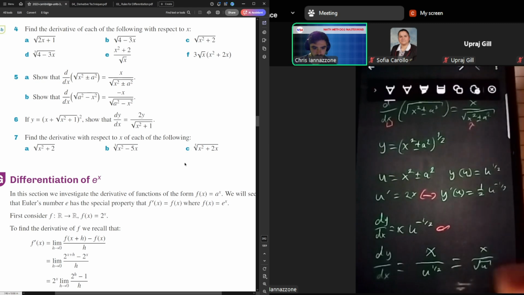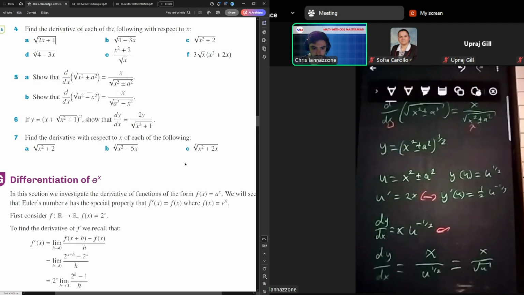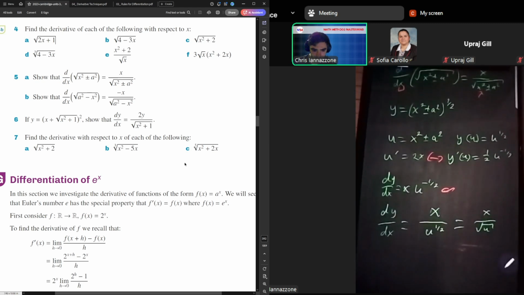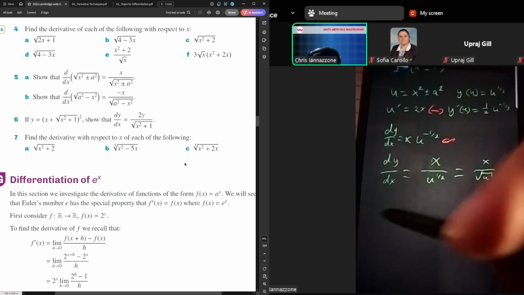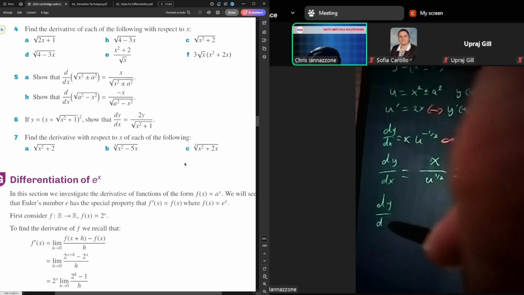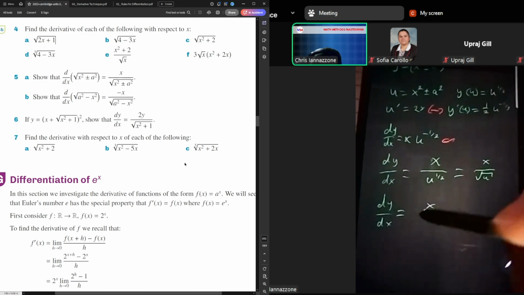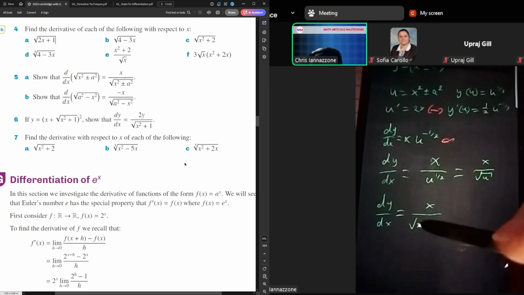And then final step in there, u is equal to x squared plus minus a squared. And so we're just going to do that. dy on dx is equal to x over square root x squared plus minus a squared, as required.